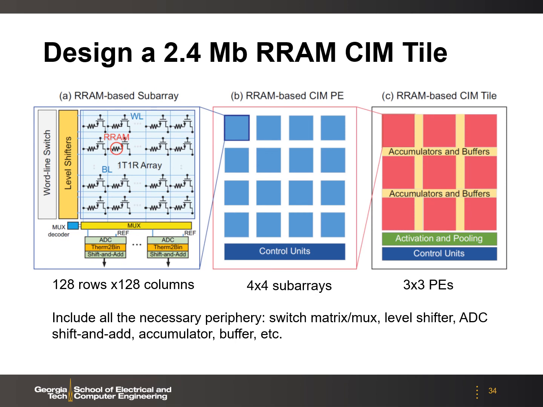Here is a case study to design a 2.4 megabit RRAM computing memory tile using the design flow in the previous slide. And here is a hierarchy of the design, where we have a RRAM subarray with 128 rows and 128 columns, and then 4x4 of such subarrays will form one PE, and then 3x3 PEs will form one tile. Here we include all the necessary peripheral circuits into each level of the hierarchy, including the switch matrix, mux, level shifters, ADC, shift and add, accumulators, buffers, and so on.